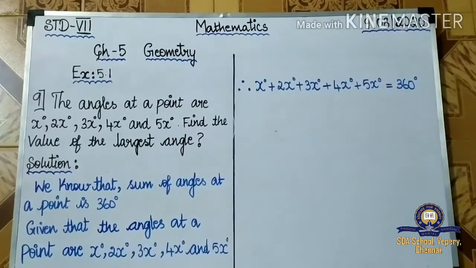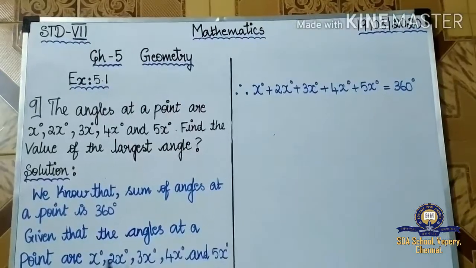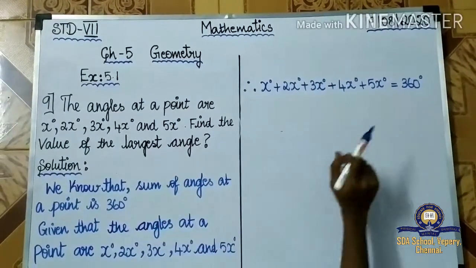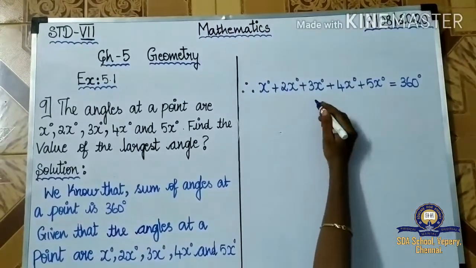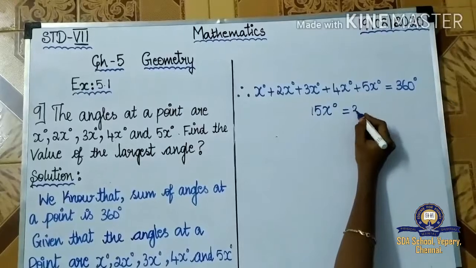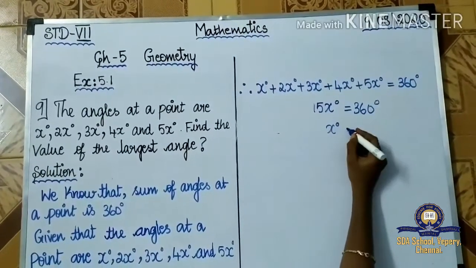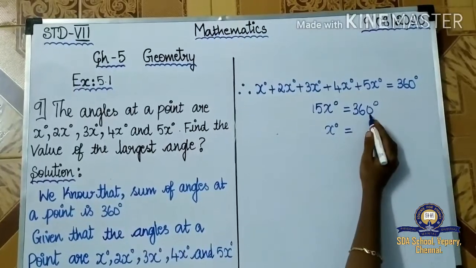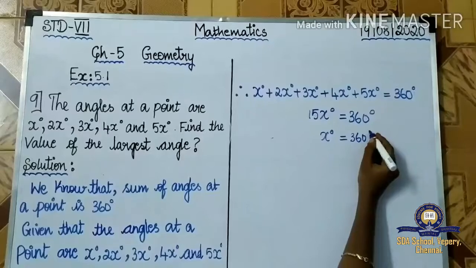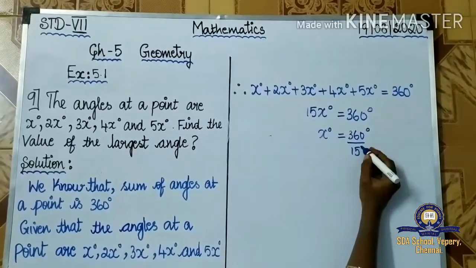Now, we are going to add the angles, so the sum equals 360 degree. When we add, we will get 15x degree equal to 360 degree. We want to calculate x, so keep x on one side and 360 degree on the other. The 15 moves to the right side and becomes division. So shall we divide now?